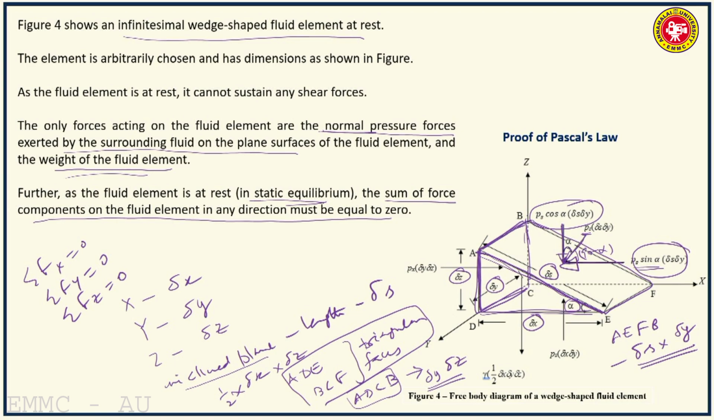So what is the vertical component of Ps? That is Ps cos alpha. Ps cos alpha is the vertical component of the pressure intensity Ps, which acts normal to the inclined face ABFE. If you multiply by the area of the inclined phase ABFE, delta S delta y, you get the magnitude of the pressure force acting on the inclined face in the vertical downward direction. This is vertical downward, therefore it will be minus, a negative quantity.